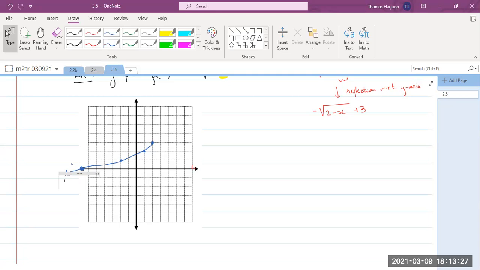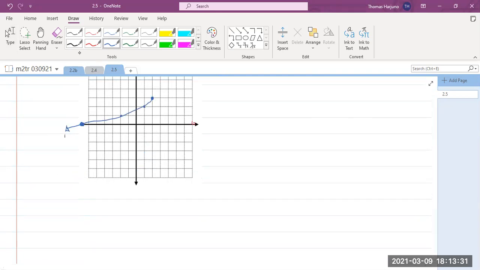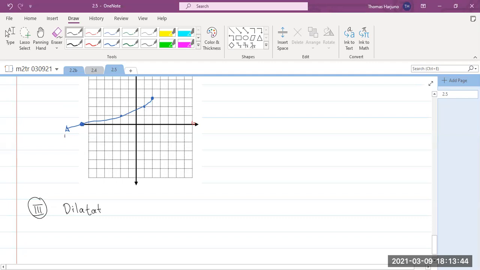Okay, now in the last 10 minutes, I will go over the third type of transformation called deletion. Is it deletion or dilatation? I think it's dilatation. Let me check my English. Give me a second.